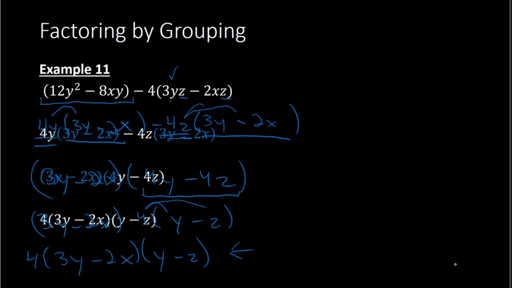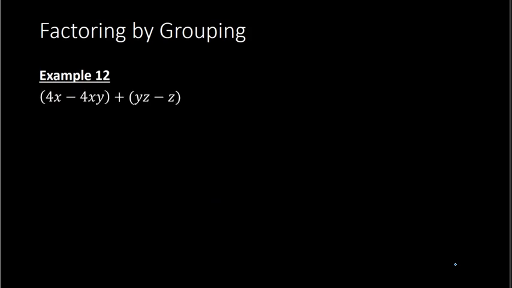Okay, let's take a look at another example like this. Here we have 4x minus 4xy plus yz minus z. So what I can do is, with each set of parentheses, pull out what they have in common. So here for the first set of parentheses, they have a greatest common factor of 4 and x. And then I can think through what would go in parentheses. So 4x times what would give me 4x? Well, that would be 1.